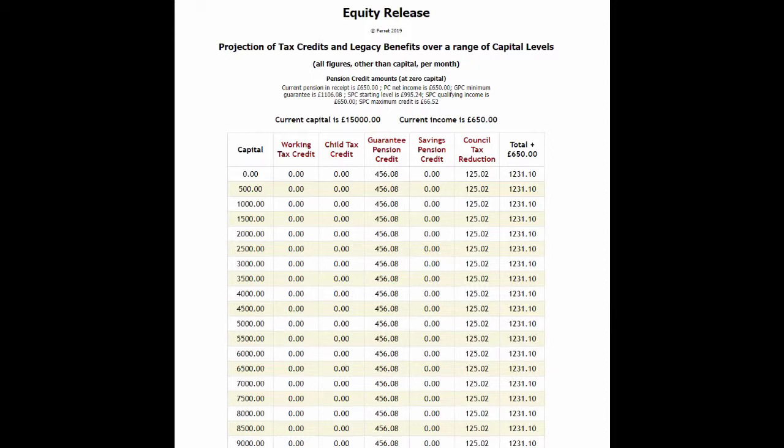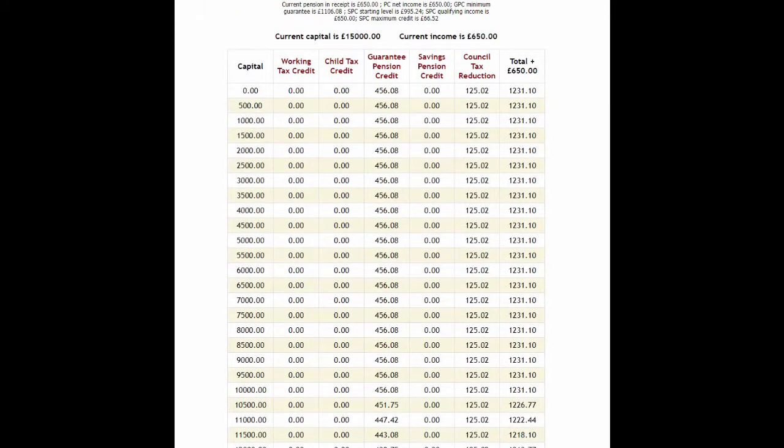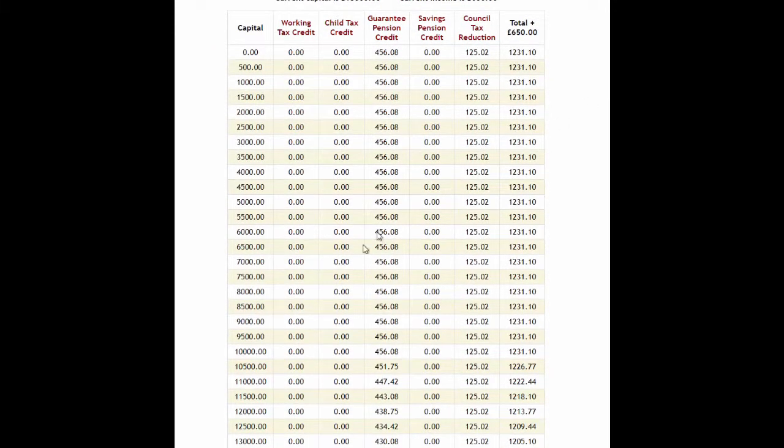As we move down through the table, it continues unchanged until we reach £10,000. The reason for this is that the first £10,000 of capital held by anybody receiving pension credit has no effect at all upon their benefits. It is disregarded completely.